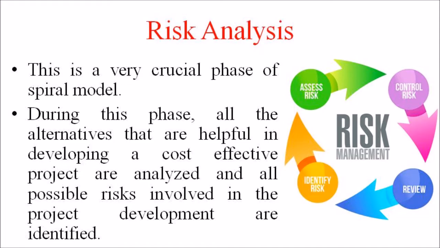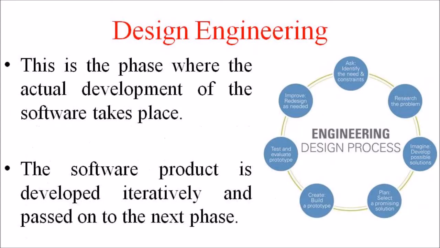This is a very crucial phase of the spiral model. During this phase, all the alternatives that are helpful in developing a cost-effective project are analyzed, and all possible risks involved in the project development are identified. In the third phase, that is the design engineering phase, the actual development of the software takes place. The software product is developed iteratively and passed on to the next phase.